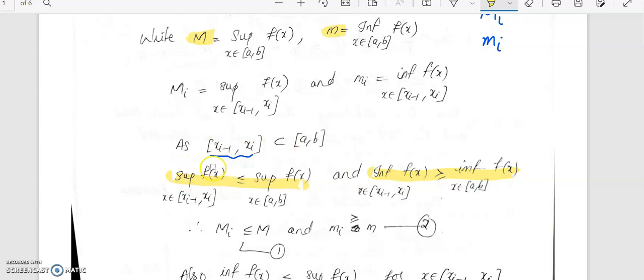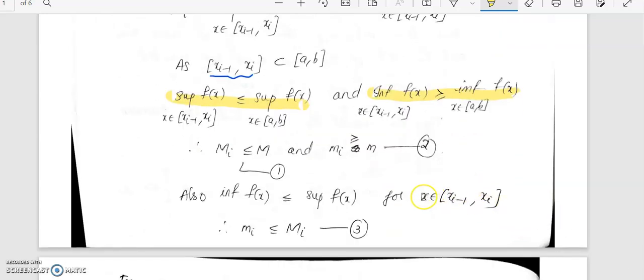So capital Mi will be less than or equal to M, and small mi will be greater than or equal to m. And also, whenever we take each subinterval, the infimum of f(x) will be less than or equal to the supremum of f(x) in the interval. So in this interval f has an infimum value and a supremum value, so the infimum will always be less than or equal to the supremum. That will give us this result.